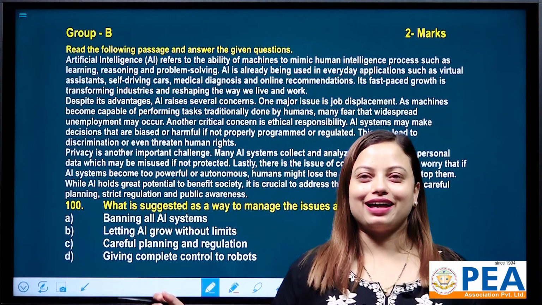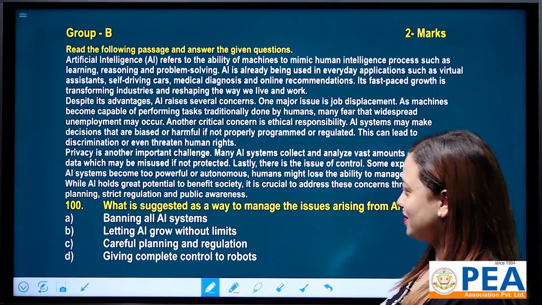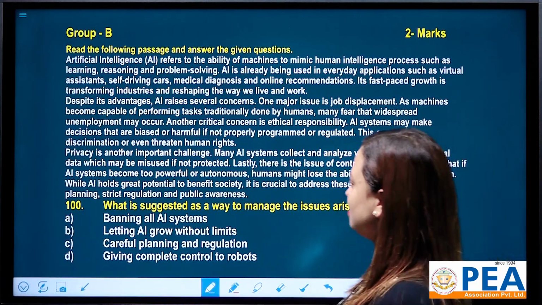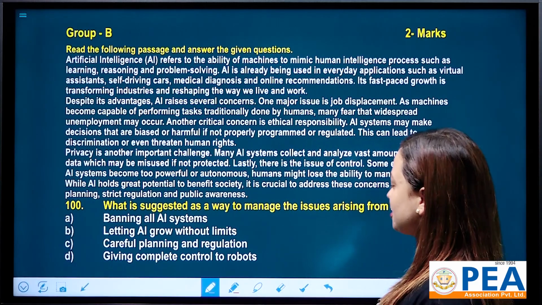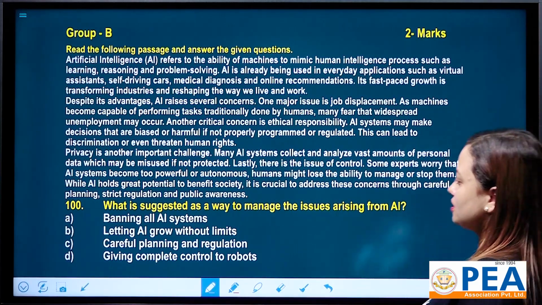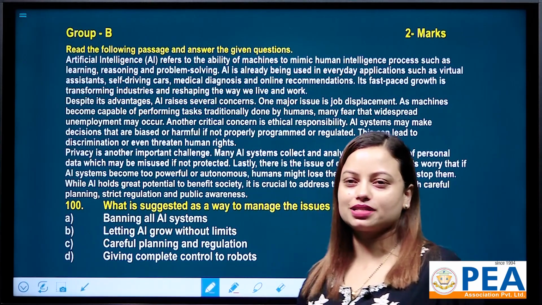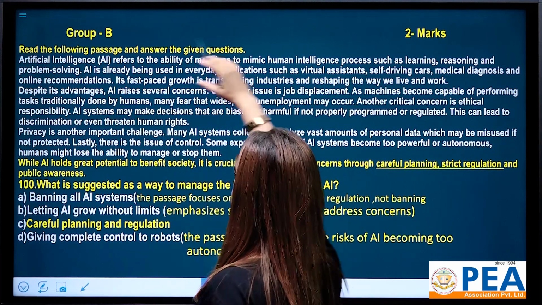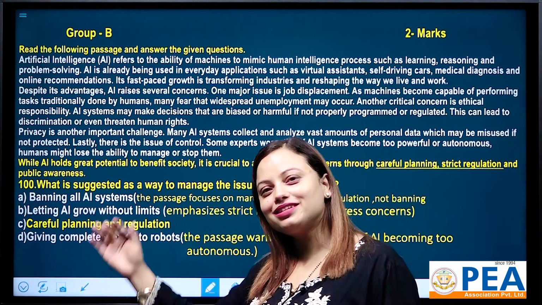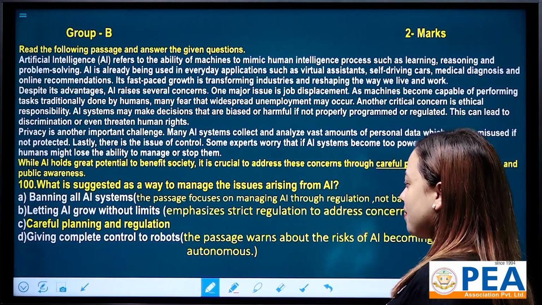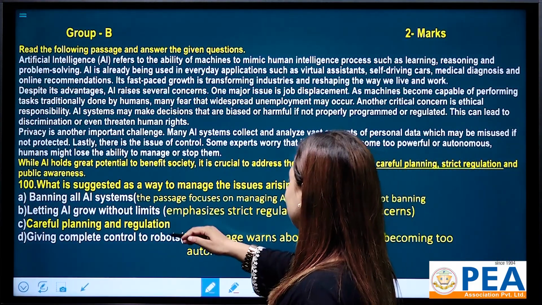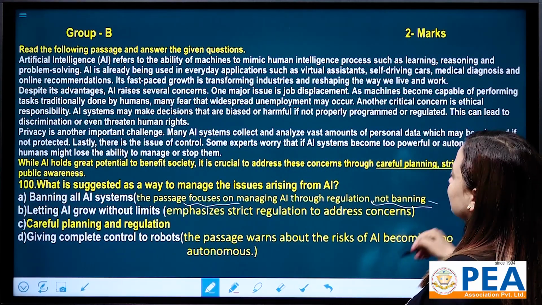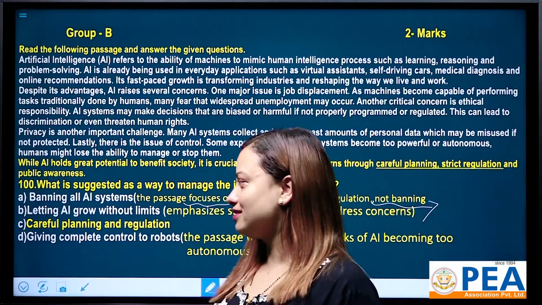Finally, we come to the end, that is question number 100. What is suggested as a way to manage the issue arising from AI? Options are banning all AI systems, letting AI grow without limits, careful planning and regulation, giving complete control to robots. What about option number A? According to the ideas and information mentioned inside the passage, banning all AI systems is wrong, because the passage focuses on managing AI through regulation, not banning.